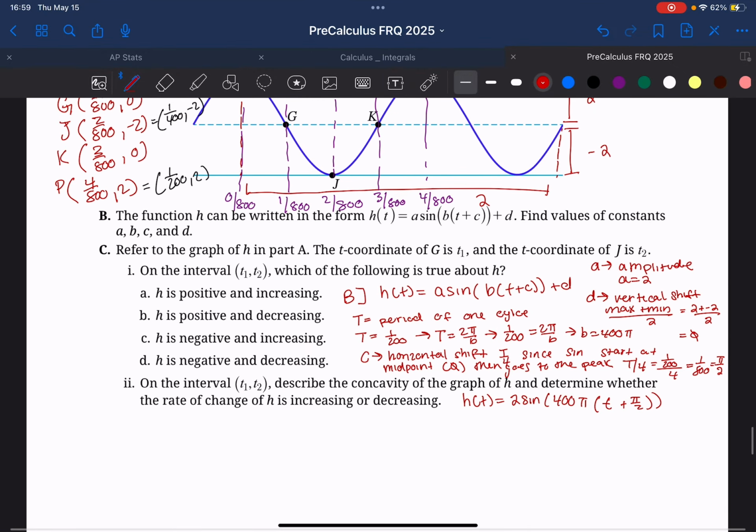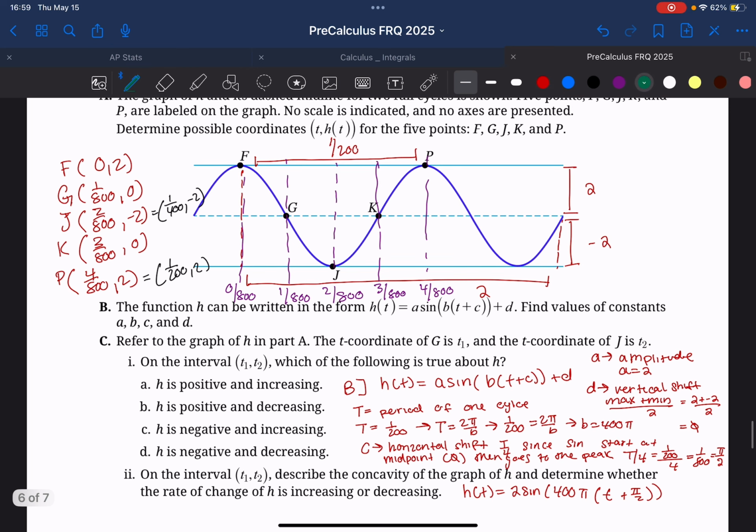C says, refer to the graph of H in part A. The t-coordinate of G is T1, and the t-coordinate of J is T2. On the interval of T1 to T2, which of the following is true? So we got to find G and J. So we're now looking at this. This is T1 and this is T2. And we notice that this is decreasing, or it's a negative slope. So the only possible value could be D, that H is negative and decreasing.